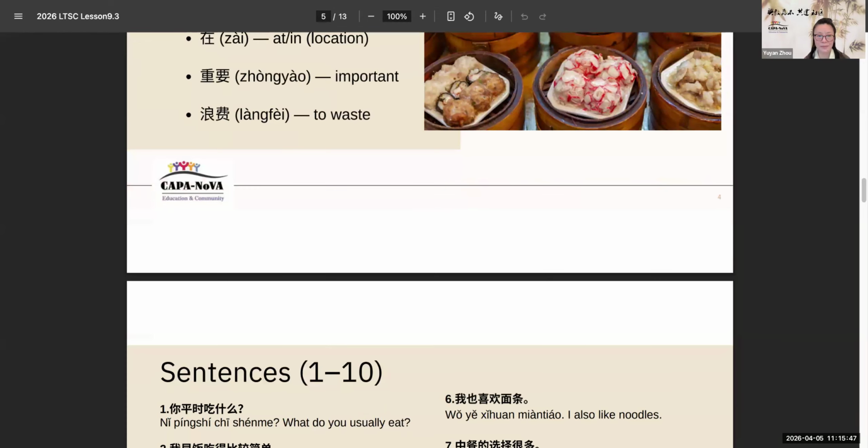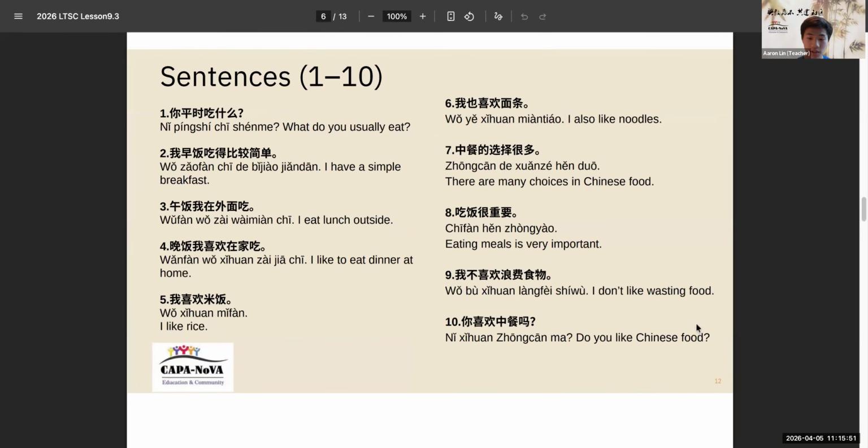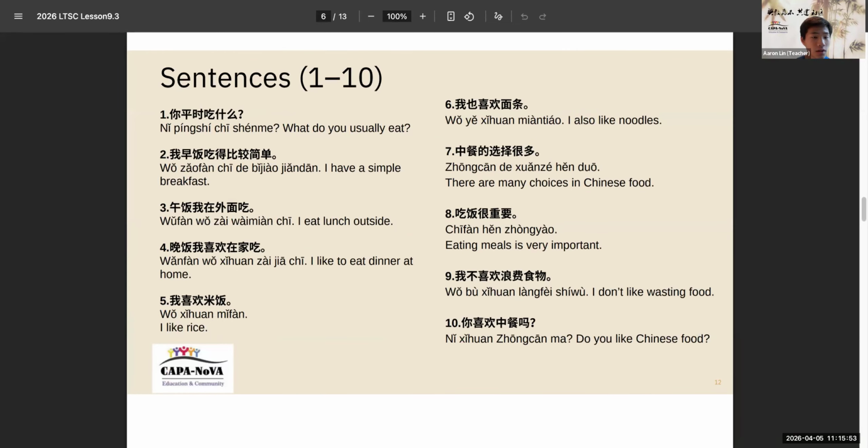All right. Nice. Now we will move on to the sentences for today. Let me see. So here's the first sentence. 你平时吃什么? This means what do you usually eat? And I guess I'll read it again and then everyone can repeat.